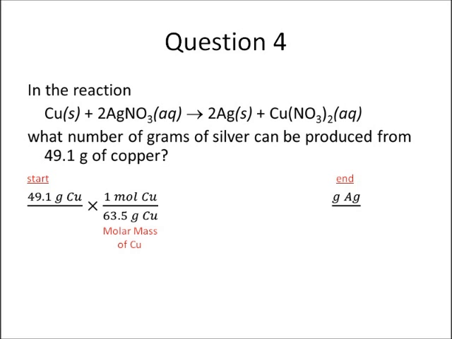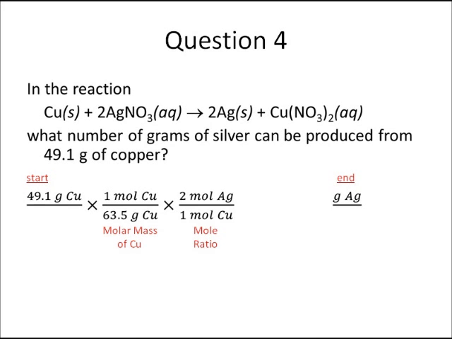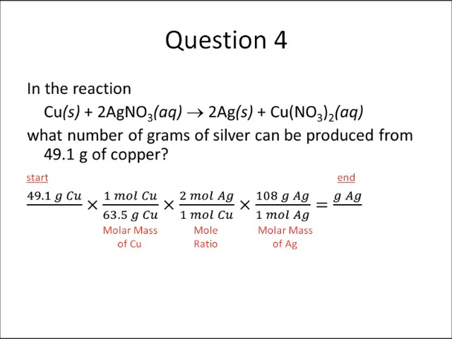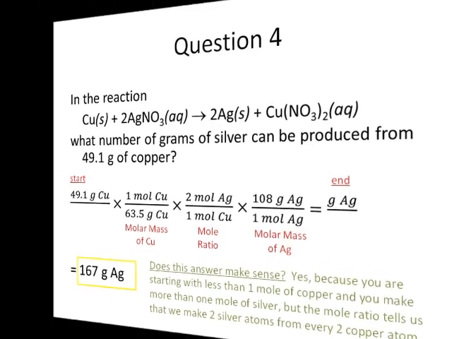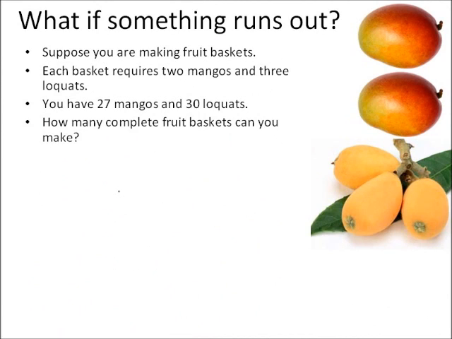Then to get from copper to silver, we're going to use the coefficients of the balanced chemical equation. That's 1 mole of copper for every 2 moles of silver. And then we're going to use the molar mass of silver to get from moles to grams of silver. The answer that we get is larger than what we started with, which might be surprising, but that's okay because that's how the chemical equation works.